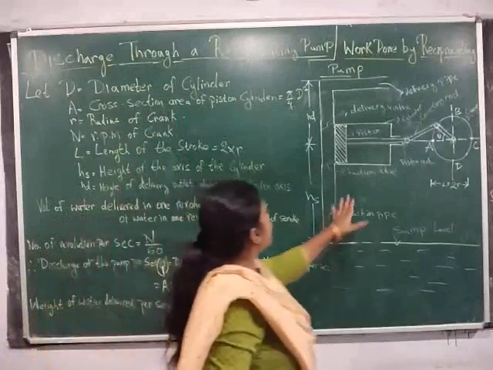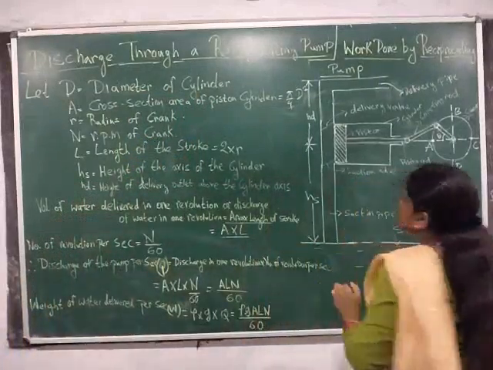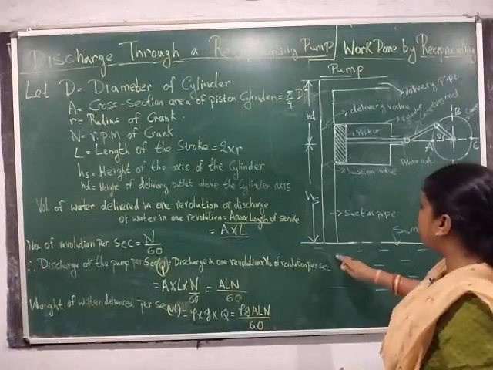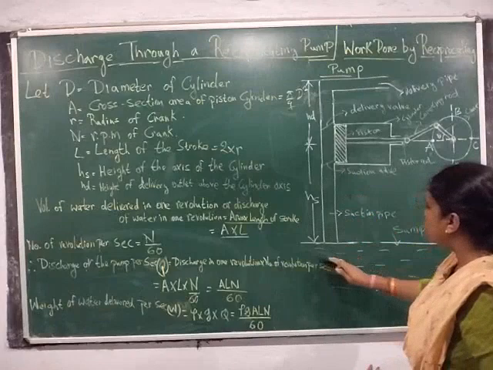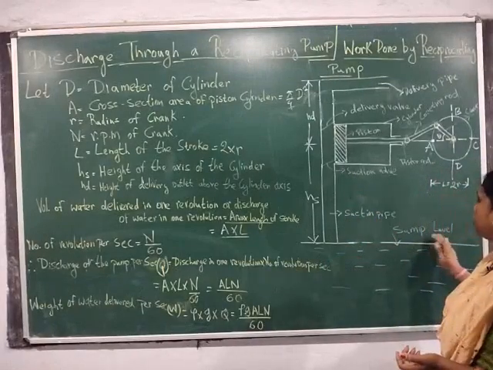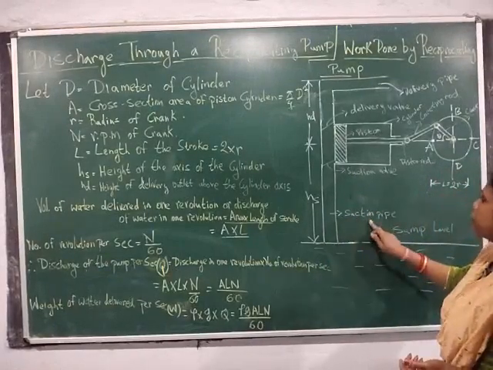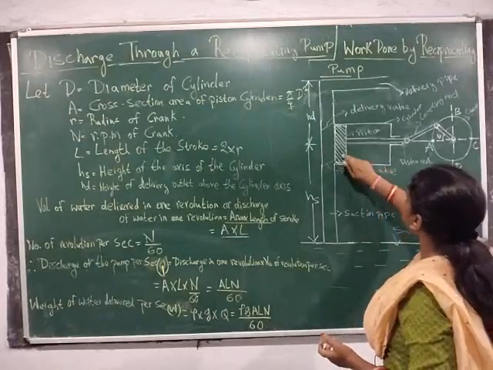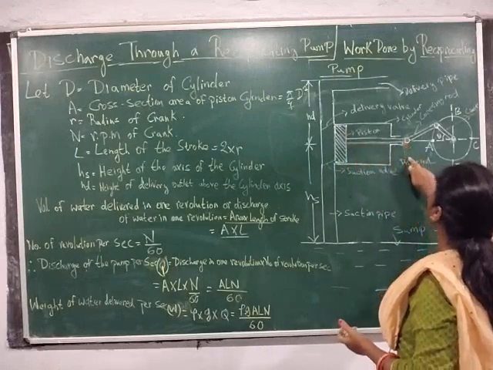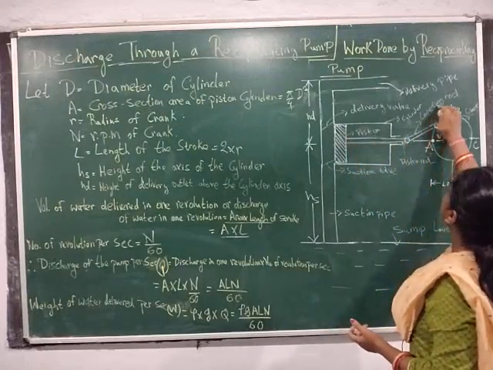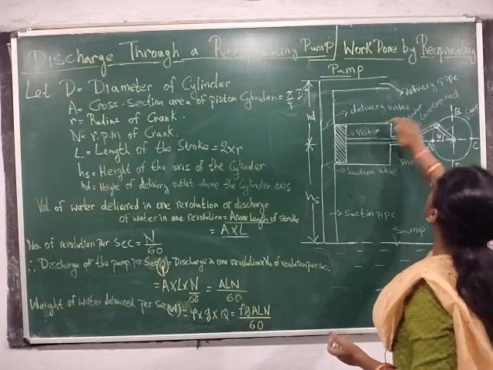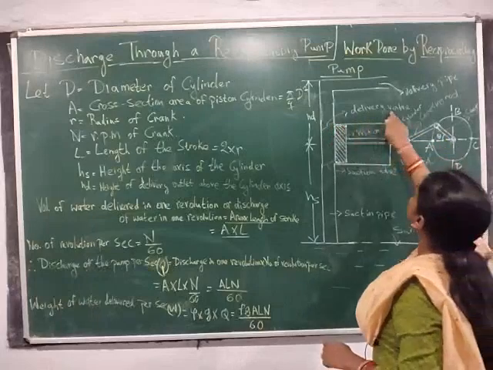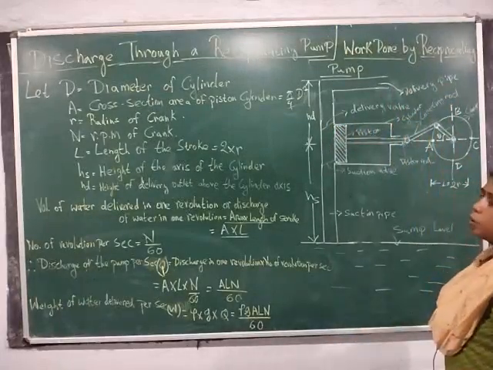So here is a diagram of a reciprocating pump. As you have already seen in your previous video, I am just recalling it once again. This is the water level or sump level, this is the suction pipe, this is the suction valve, next this is your piston, this is the piston rod, next this is the connecting rod, this is your cylinder, this is your crank, next this is the delivery valve and this is the delivery pipe.